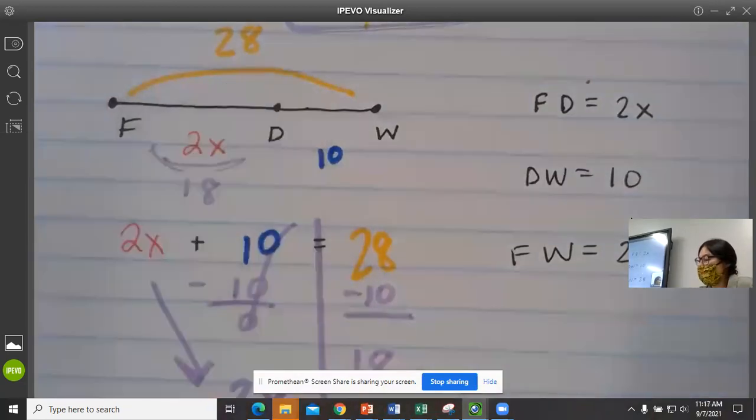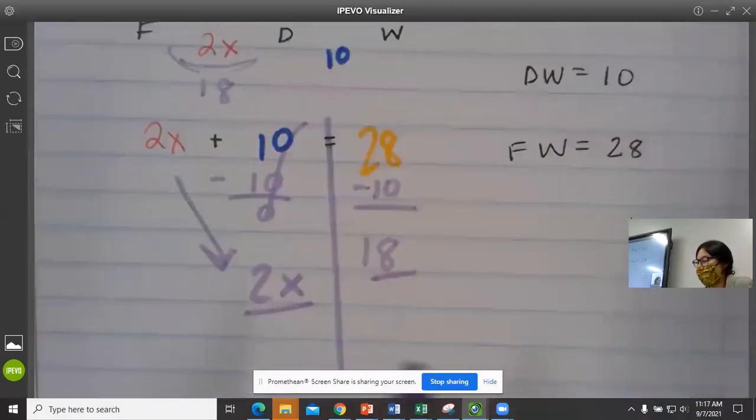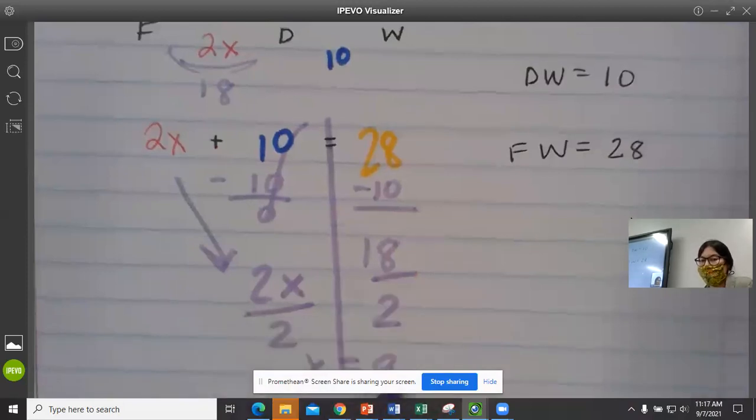So now 2x, so 2 of these equal 18. So what do I do to get x by itself? Yeah, divide. So then x equals 9.